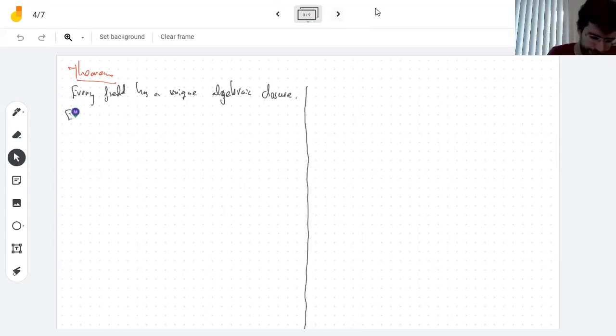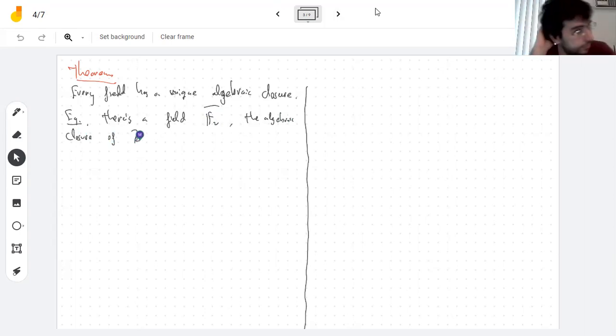So for example, there's a field F2 bar, which is the algebraic closure of Z2. So every polynomial over Z2 has a root there. It's algebraically closed. There's an algebraically closed field of really any characteristic. You do this for any prime.